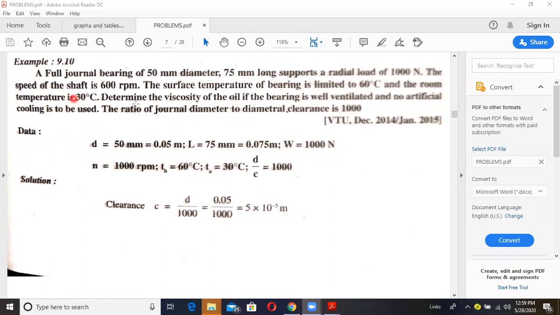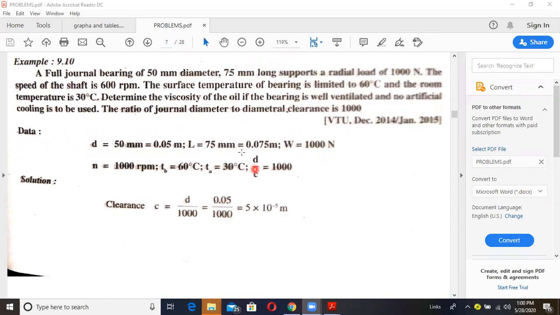Next, determine the viscosity of the oil, so we have to calculate neta, if the bearing is well ventilated and no cooling is to be used. This is also very important: well ventilated and no artificial cooling is used. Next, they have given that the ratio of journal diameter to the bearing's diametrical clearance is 1000. That is nothing but diameter divided by diametrical clearance, D divided by C, is equal to 1000.